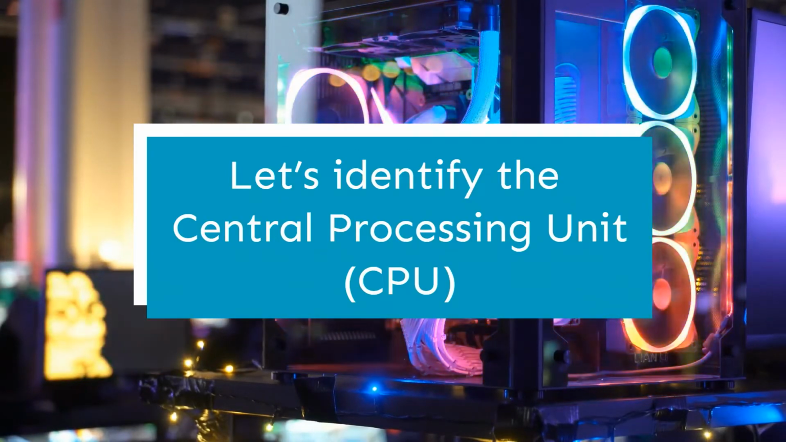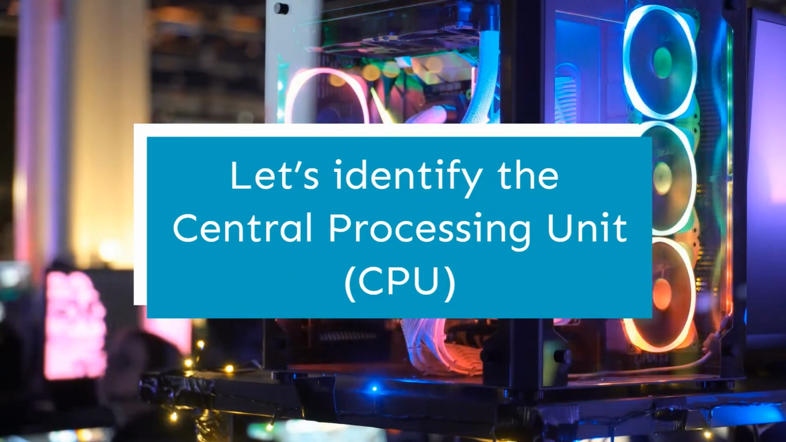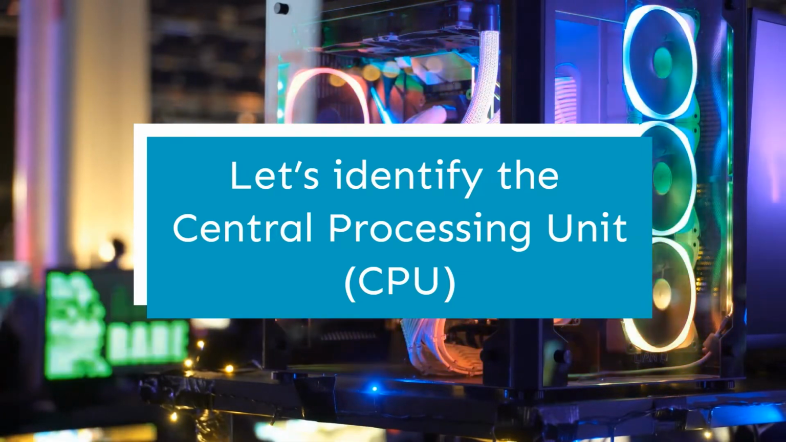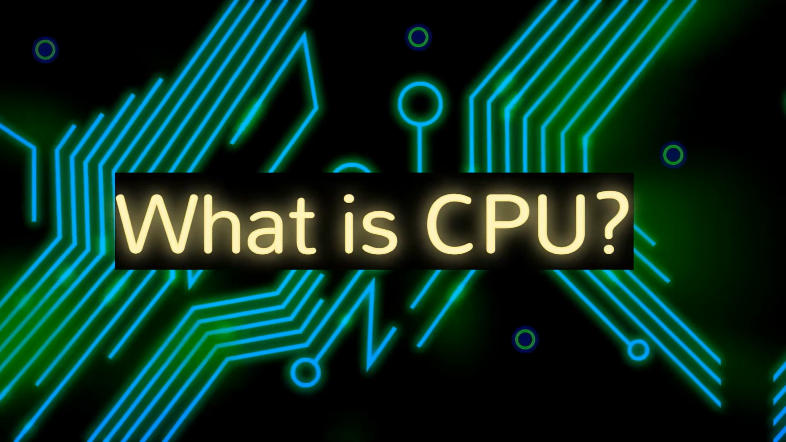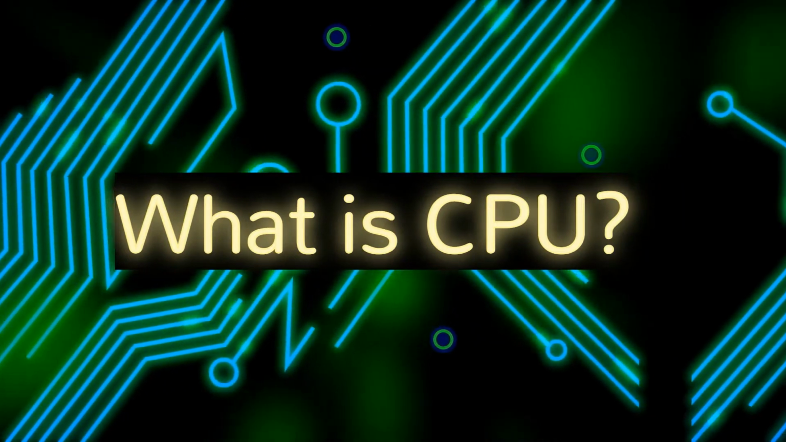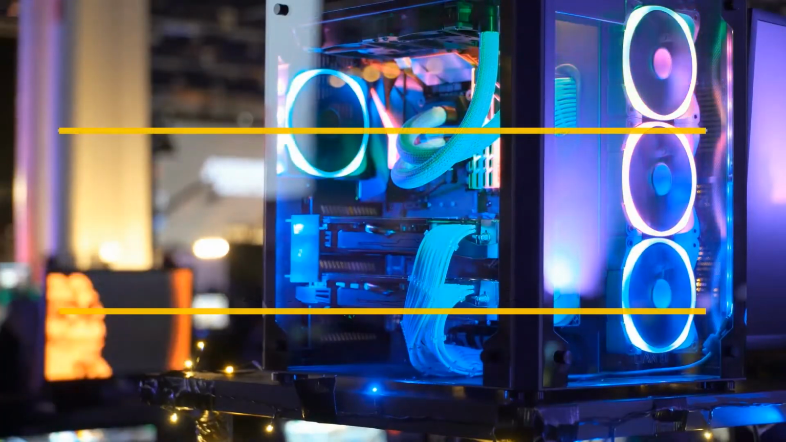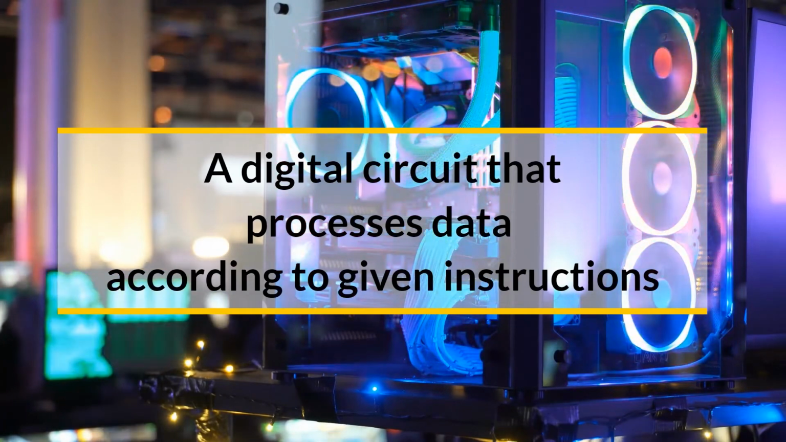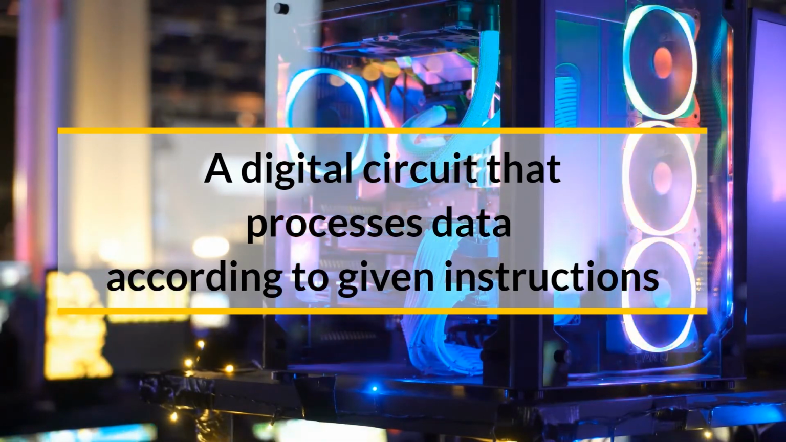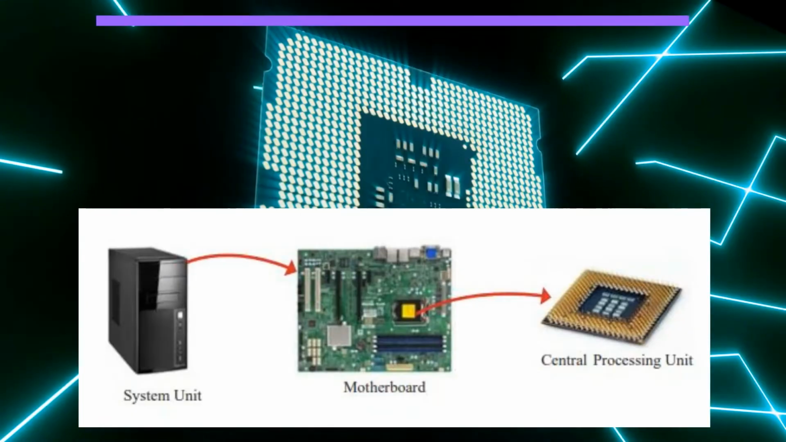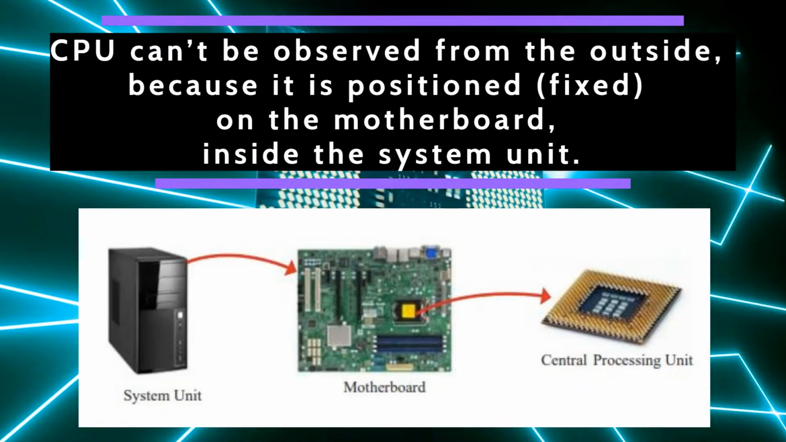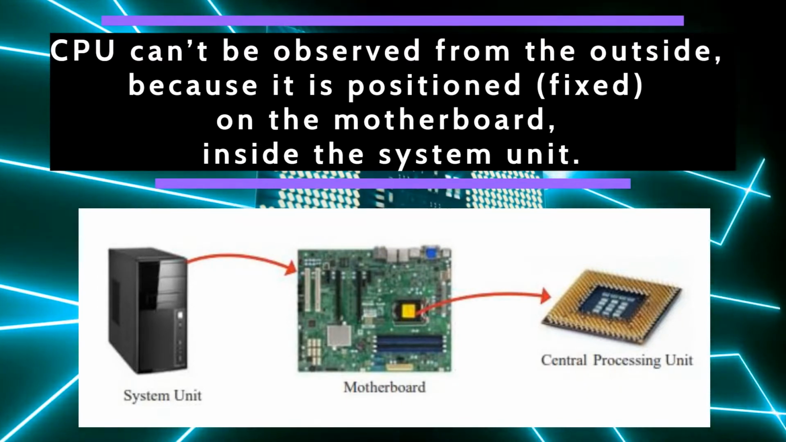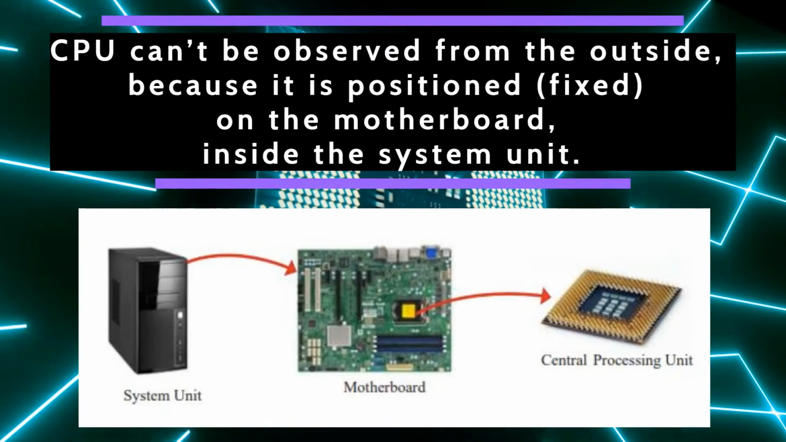Let's identify the Central Processing Unit, or else you can call it the CPU. What is CPU? That is a digital circuit that processes data according to given instructions. CPU can't be observed from the outside because it is positioned or fixed on the motherboard inside the system unit, as given in the picture.